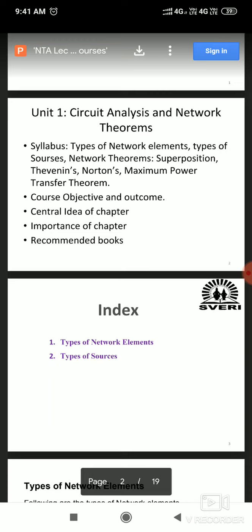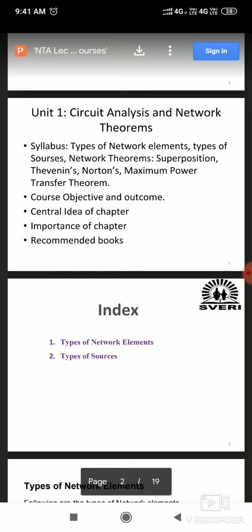So, recommended books. Circuit and Network by Sudhakar and Shyam Mohan Palli. Sudhakar and Shyam Mohan are the authors. That will be a good book. And some reference books are there, you can use them. Reference books apart from the textbook are important.